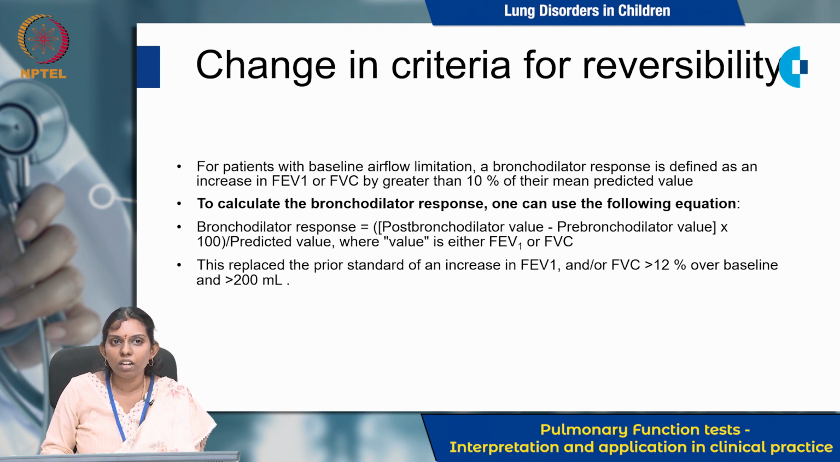So, what is this predicted value? How do we calculate it? It is based on the age and the height of the child. We have certain reference values for the predicted value. So, this has replaced the standard FEV1 or FVC change of more than 12% and a baseline of more than 200 ml.